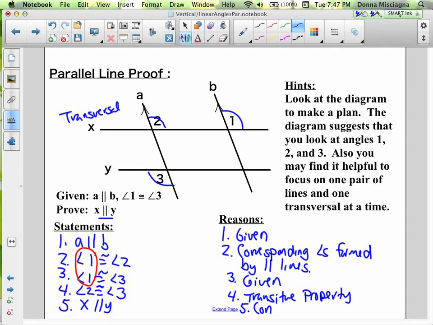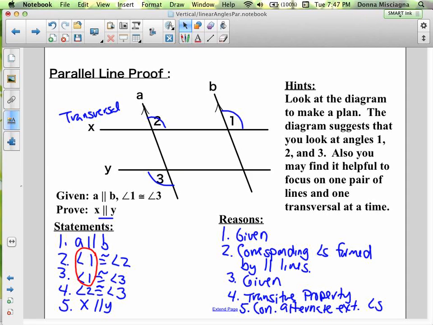So we're using the converse, I'm going to abbreviate that, of alternate exterior angles, and I'm going to abbreviate that too. So the converse just says we're going to go the opposite direction, meaning we know the angles are congruent. We want to show the lines are parallel.